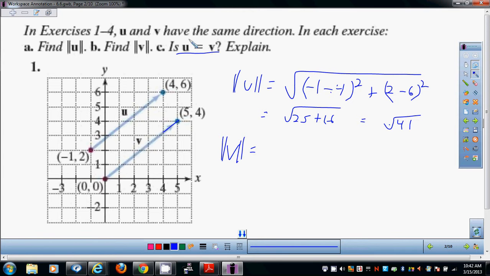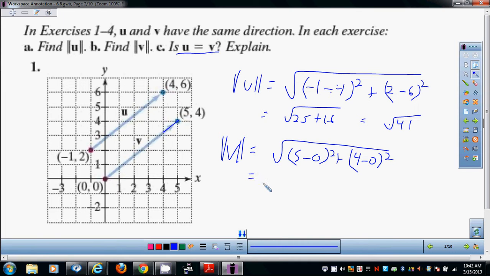Well, they told us they were the same direction, so they did the hard part for us. And I'll be teaching you how to do that later. All we have to do is see if they have the same magnitudes. So, distance formula for the second one. Let's see, 5 minus 0 squared plus 4 minus 0 squared. 25 plus 16.